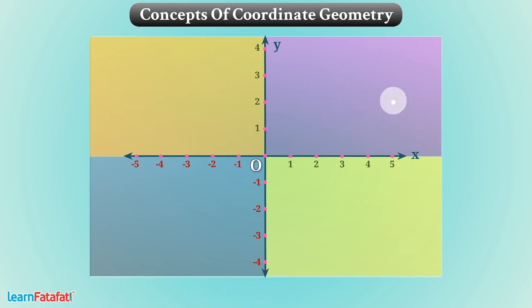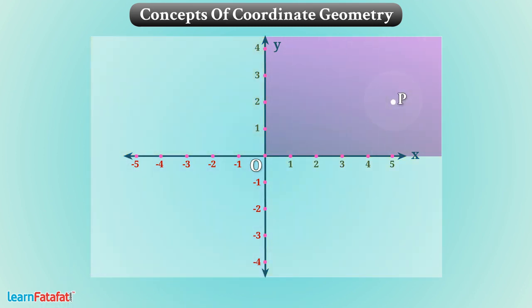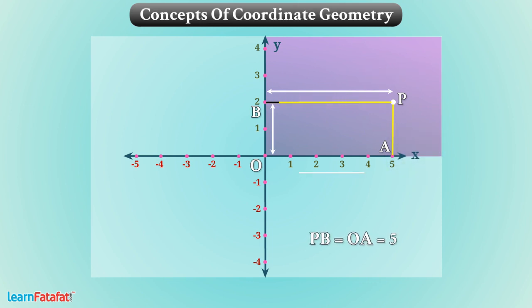Now suppose point P is located in the first quadrant as shown. To write its location, we can draw perpendicular PA on the x-axis and perpendicular PB on the y-axis. To measure the perpendicular distance of point P from the y-axis, we move along the direction of the x-axis and measure the distance. Here, PB is equal to OA is equal to 5 units. This distance represents the x-coordinate of point P. The x-coordinate is also called abscissa.